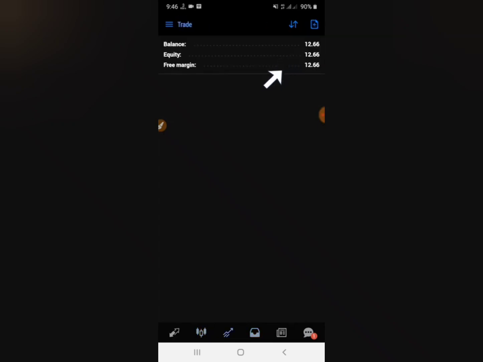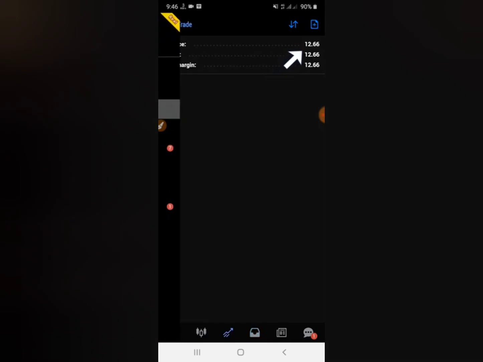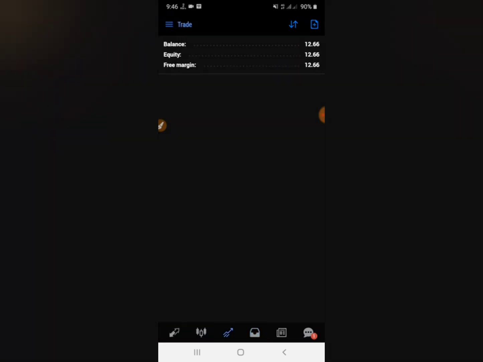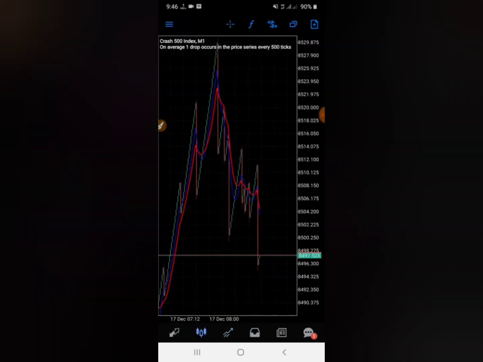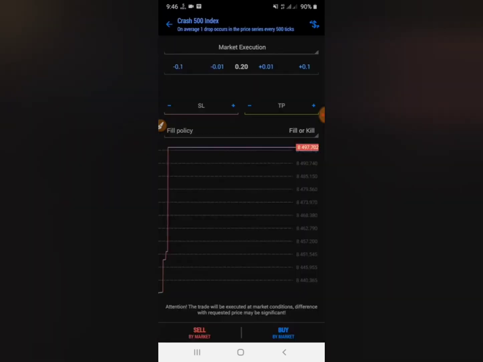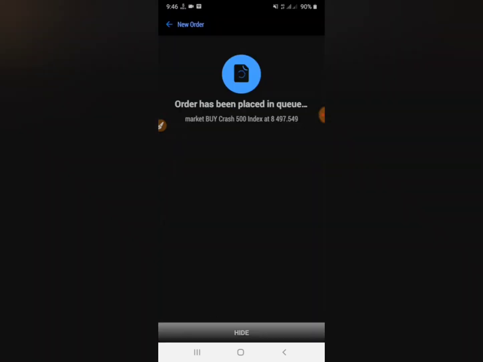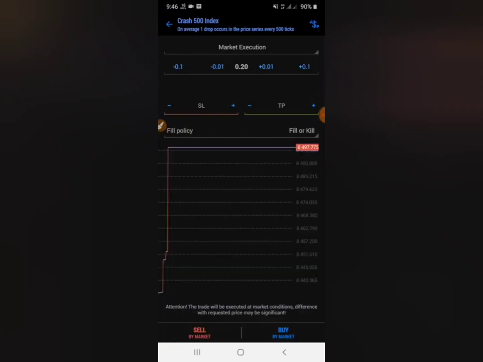We all know that the boom and crash market does not respect your stop loss. It won't. When you get caught up in a spike, the market is going to close you at the end of the candle.